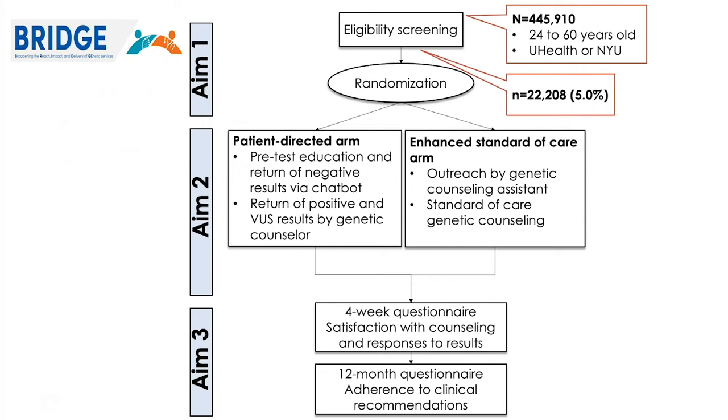Although we did want to highlight that positive results, as well as a variant of uncertain significance, or VUS results, are still returned by a genetic counselor. Our control arm, the enhanced standard of care arm, is largely standard of care genetic counseling, pre-test and post-test counseling done either in person or by telephone, which differs between our two systems. What makes it an enhanced arm is that we are actively outreaching through a genetic counseling assistant to individuals identified by the algorithm as potentially benefiting from genetic testing.